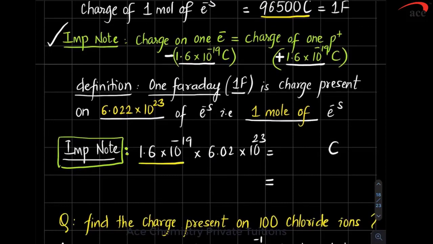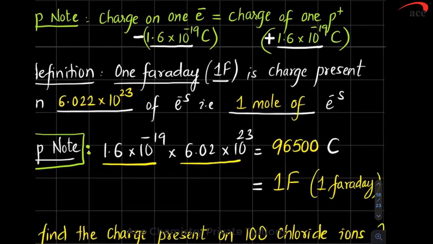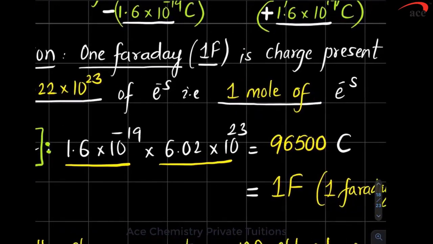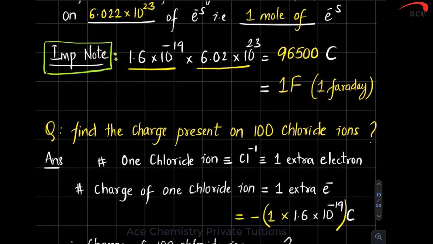96,500. That means charge of 1 electron and Avogadro number, if you multiply, you will get 96,500 coulomb, which is remembered as 1F, or you can write down 1 Faraday with F as a small symbol. Henceforth, wherever you come across 1.6 into 10 to the power 23, remember it is 96,500 coulomb or 1 Faraday.